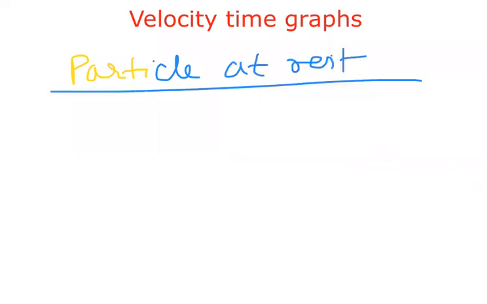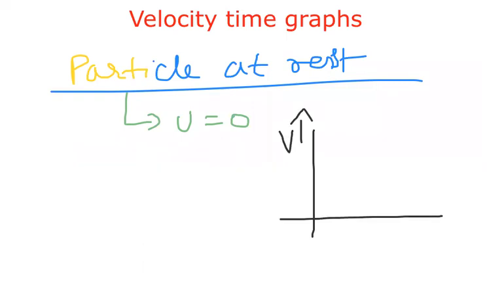What do you mean by rest? Velocity is zero. Particle at rest means initial velocity is zero or final velocity is zero. We call that the particle at rest. So now we are drawing the graph for velocity time. Velocity is taken on the y-axis and time is taken on the x-axis. We just told that the velocity value is zero.